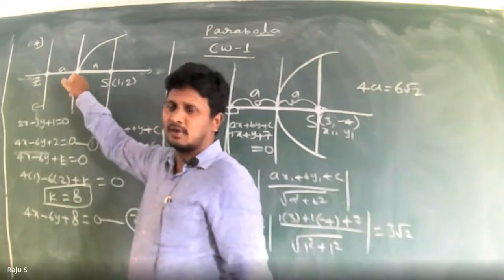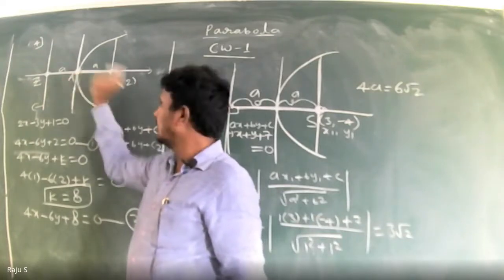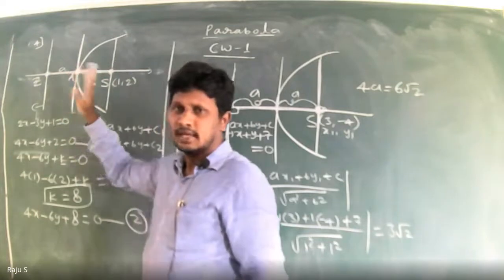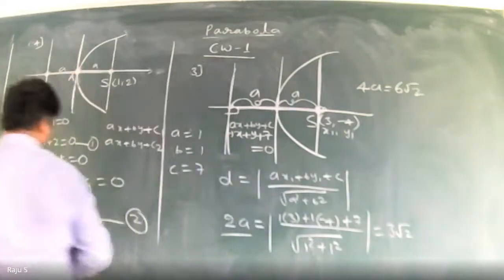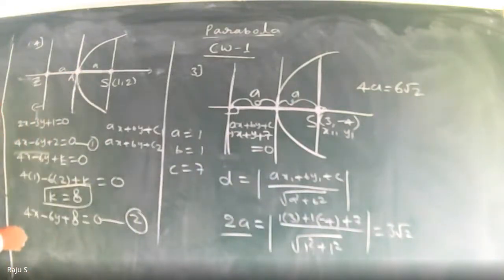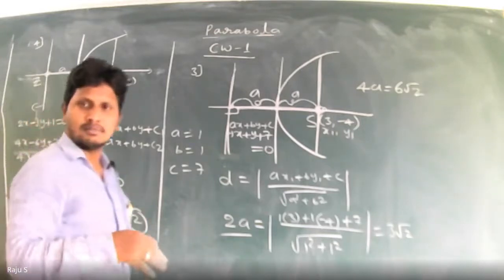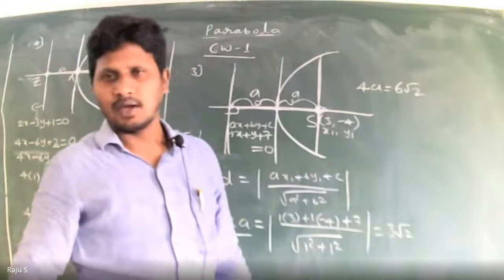it is passing through the vertex. Vertex is a midpoint, parallel to both, so it can be given by the values 2 and 8. You can find the average because it is the midpoint. What is the midpoint formula generally? x1 plus x2 by 2 comma y1 plus y2 by 2.